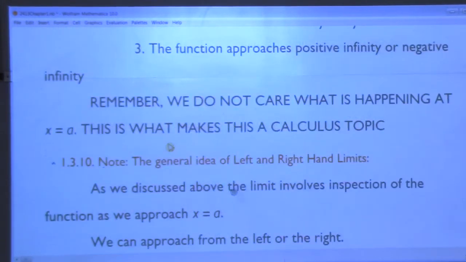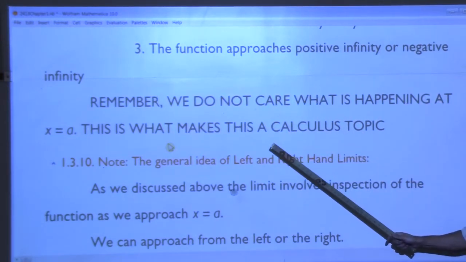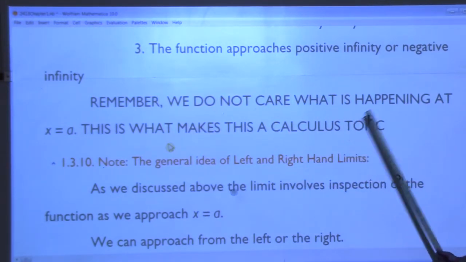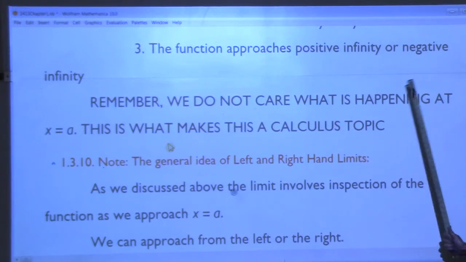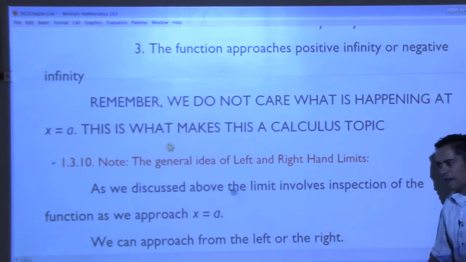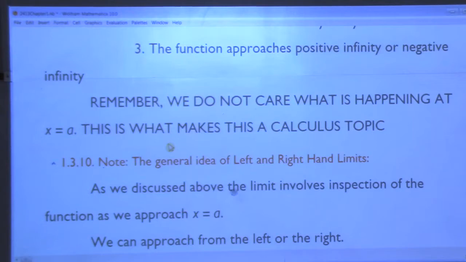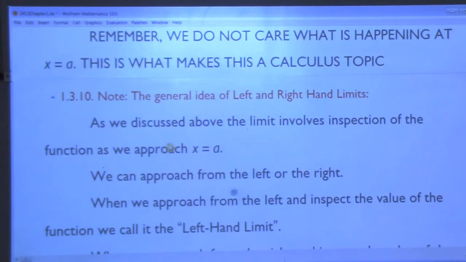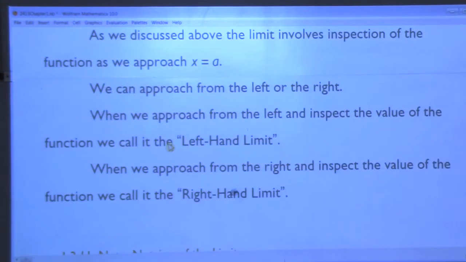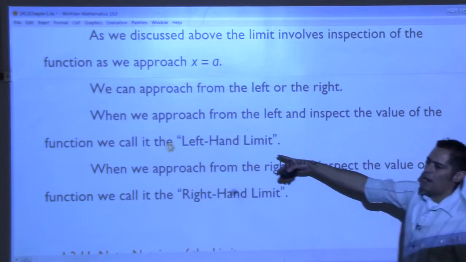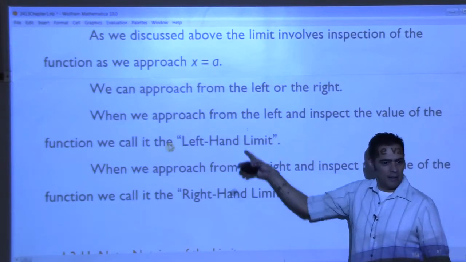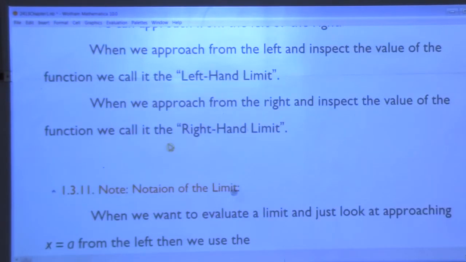Remember, we do not care what is happening at the value x equals a. This is what makes this calculus, right? That's the whole point, we don't care what's happening there. It's what's around it. Okay, this is just left-hand limit, right-hand limit. You understand that? The difference between the two.